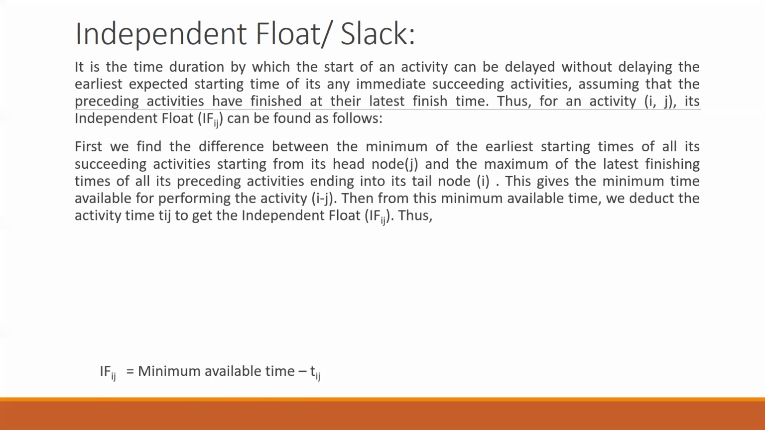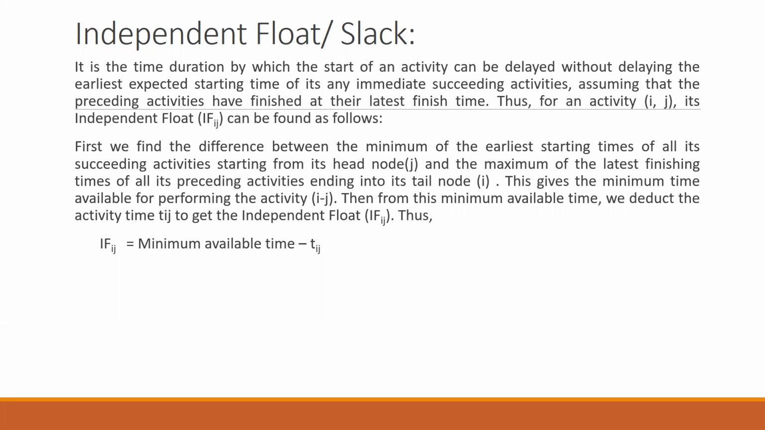Now this is the theoretical part. You can write IF equal to minimum available time minus tij. Now what is your minimum available time? Your minimum available time is the early start of all succeeding activities having the tail node j. If I refer to the tail node, it will always be j. Minus the maximum of LF. LF is your latest finishing time of all your preceding activities having the head node i. This whole thing, the minimum of them, minus tij.